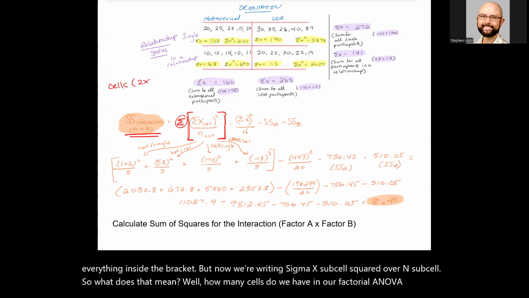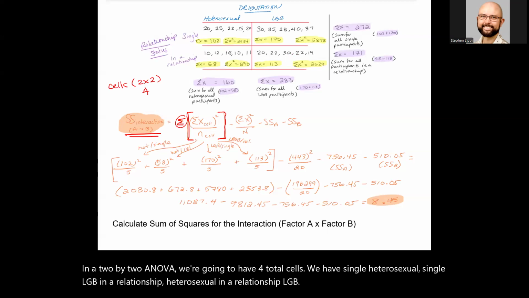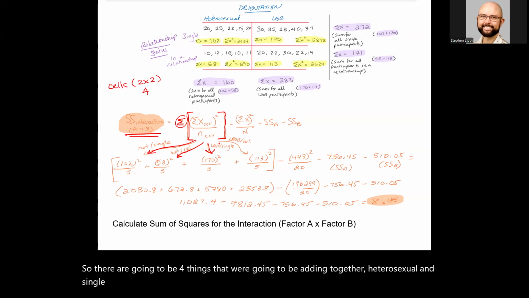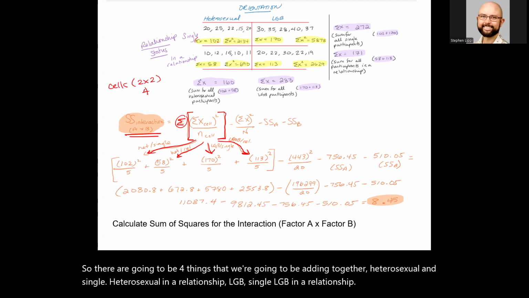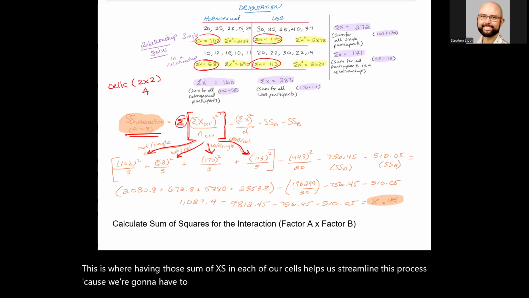Well, in a 2x2 ANOVA, we're going to have 4 total cells. We have single heterosexual, single LGB, in-relationship heterosexual, in-relationship LGB. So there are going to be 4 things that we're going to be adding together. Heterosexual and single, heterosexual in-relationship, LGB single, LGB in-relationship. This is where having those sum of x's in each of our cells helps us streamline this process because we're going to have to sum the x's and square them.